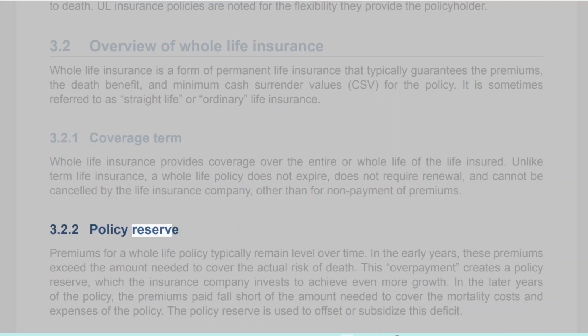3.2.2 Policy Reserve. Premiums for a whole life policy typically remain level over time. In the early years, these premiums exceed the amount needed to cover the actual risk of death. This overpayment creates a policy reserve, which the insurance company invests to achieve even more growth. In the later years of the policy, the premiums paid fall short of the amount needed to cover the mortality costs and expenses of the policy. The policy reserve is used to offset or subsidize this deficit.